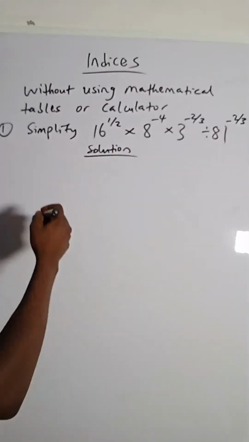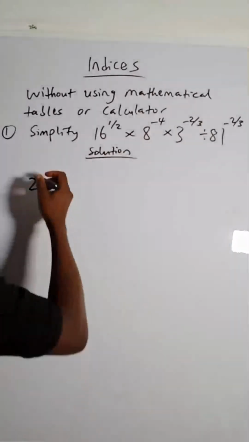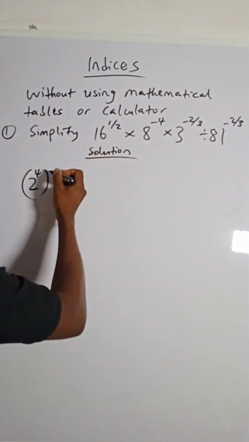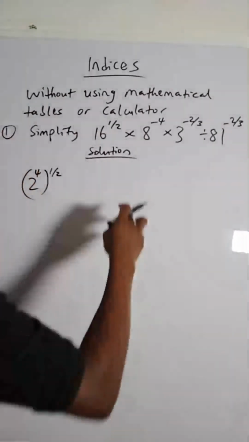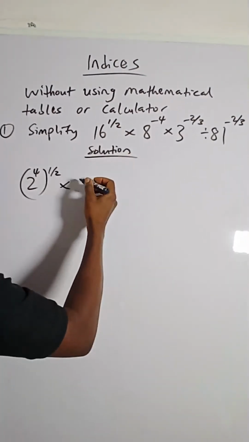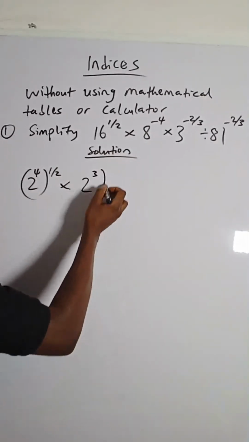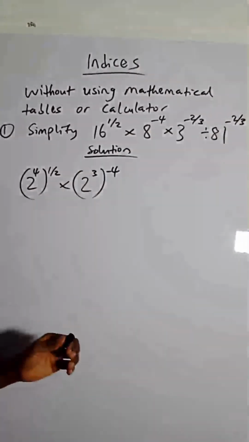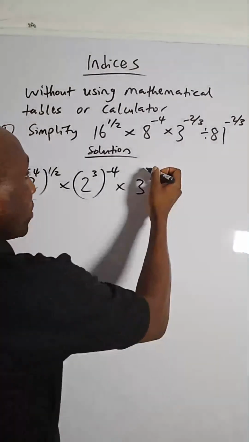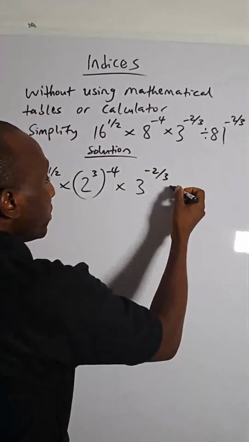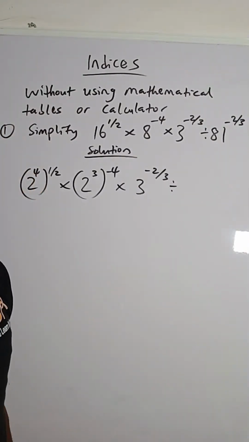So let's start with 16. I can rewrite 16 as 2 raised to the power of what? 4. Remember, we are still using it to multiply 1 over 2 here because that's the already existing exponent. So we'll do the same thing with this 8. Express 8 as 2 raised to the power of 3. You see that? Then negative 4. So here times, this is 3 raised to the power of negative 2 over 3 divided by, what about this? 81 is what? 3 raised to the power of 3.